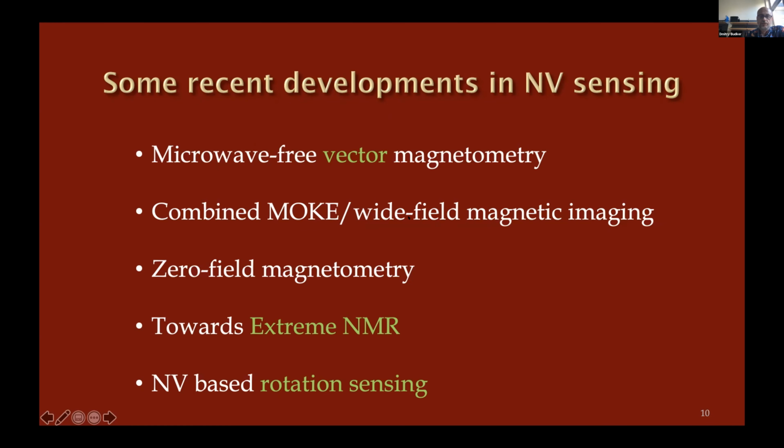I'm going to show you a lot of pictures of this. There's also zero field magnetometry that eventually we hope will allow us to realize something that I call extreme NMR. This is single spin NMR, or a single molecule measured with a single spin sensor and everything happening at zero magnetic field. So that is what extreme NMR is. And finally, I'd like to show you some pictures of a rotation sensor based on NV centers that have been just realized this year, even though these things have been proposed quite a while ago, 2012 or so.